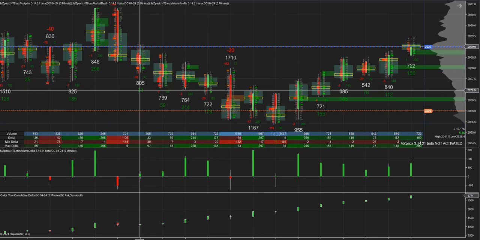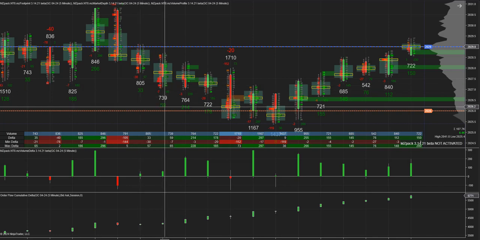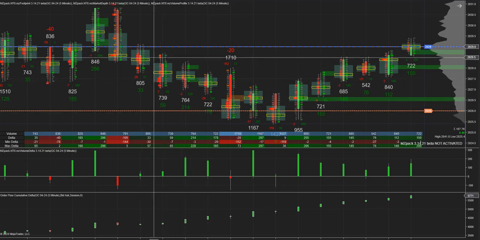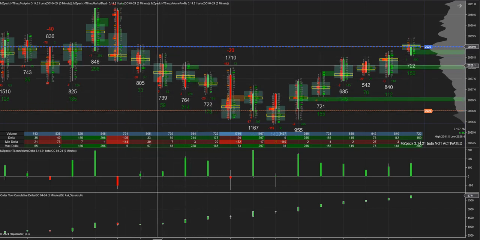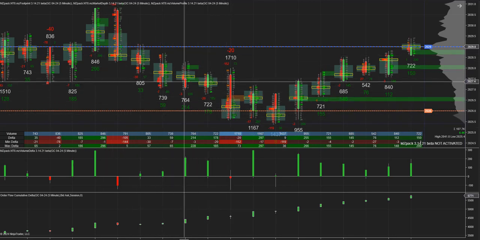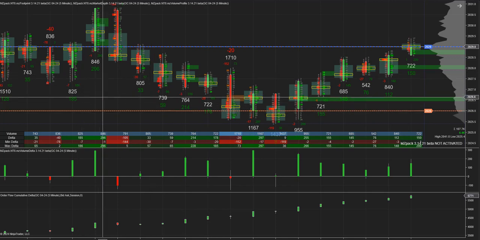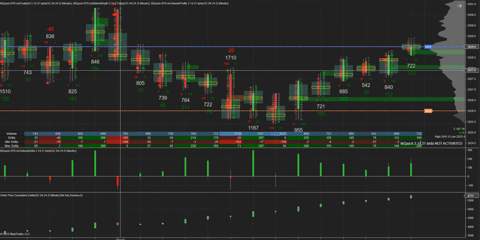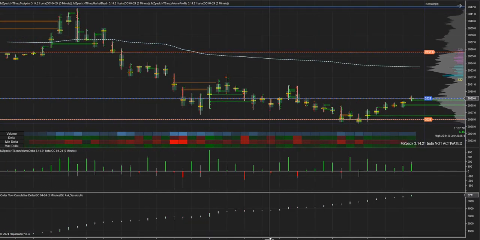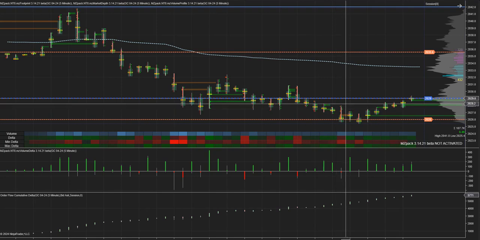Delta 33, 59, 214, 178. Okay, the candles are bearish, the footprint is bearish, and the delta is positive. There's a discrepancy here, guys. Something's wrong. In a normal case, when the candle goes down, delta is going to be negative, right? But in this particular instance, this is not the case.